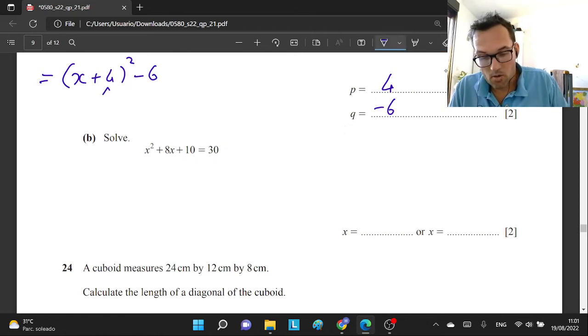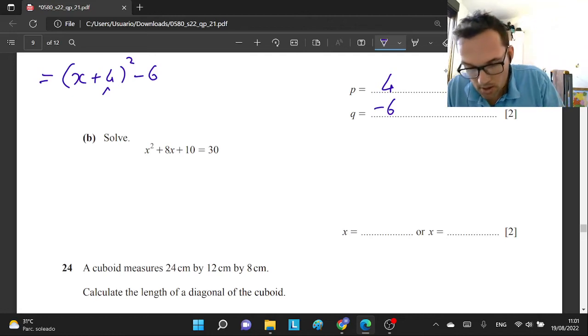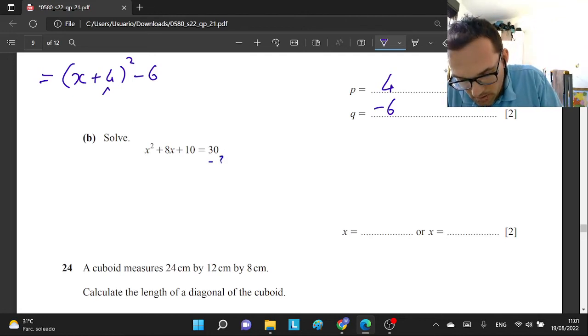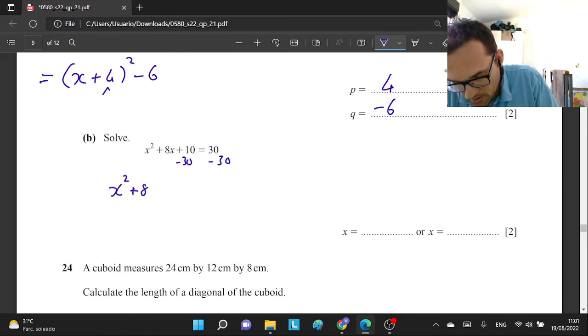Okay, quadratic equation, what we have here. Let's first of all set it equal to 0. So we subtract the 30 from the other side. That will give us x squared plus 8x plus 10 minus 30, which is minus 20, equals 0.